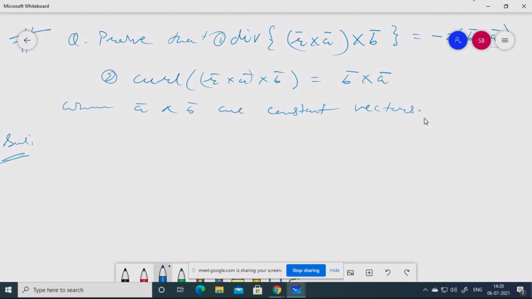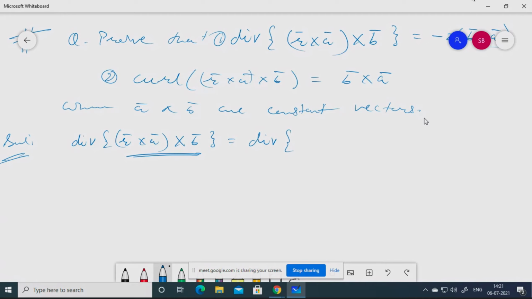You need to prove that we need to get the value of divergence of R bar cross A bar, this whole thing, cross B bar. Okay. So later we will apply the divergence part. But before that we will solve these three things. R bar cross A bar cross B bar. So divergence as it is.